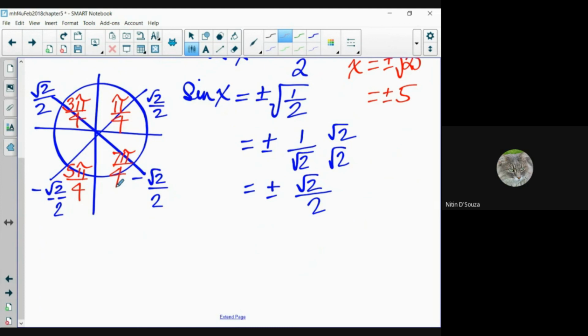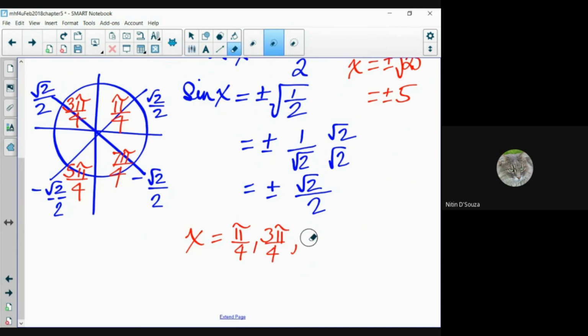Because you'd find them in that order anyway, right? So now our answer is going to be x equals pi over 4, 3 pi over 4, 5 pi over 4, and 7 pi over 4.